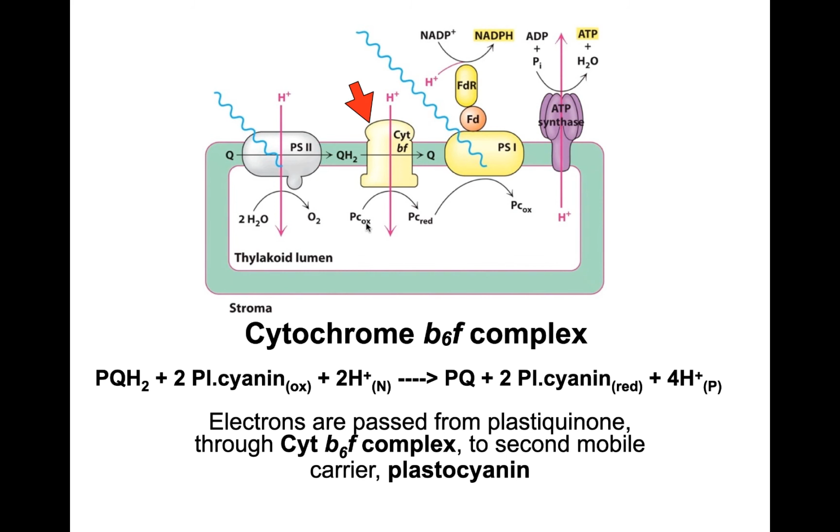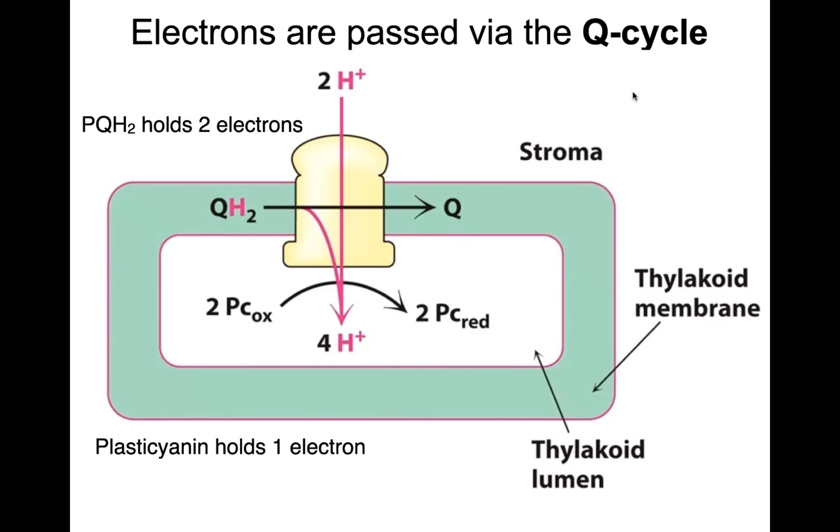And in fact, it's very similar to that of complex 3 within the mitochondria, passing electrons from Q to cytochrome C. And in fact, it's so similar in that it uses the Q cycle. PQ is equivalent to Q in the mitochondria. PC is equivalent to cytochrome C in the mitochondria. And so because you have that same problem of taking 2 electrons and trying to transfer them to something that can only carry 1 electron, you get that Q cycle happening.